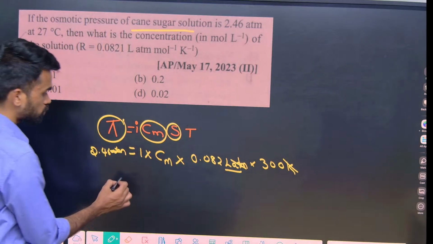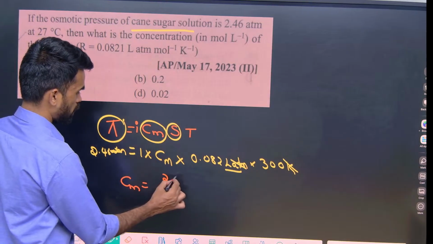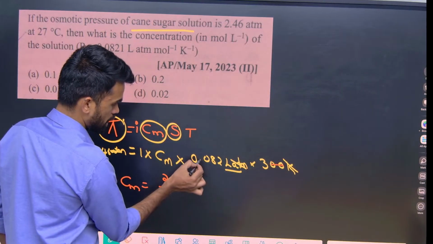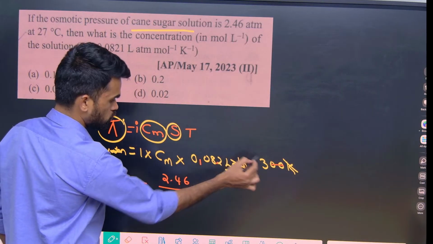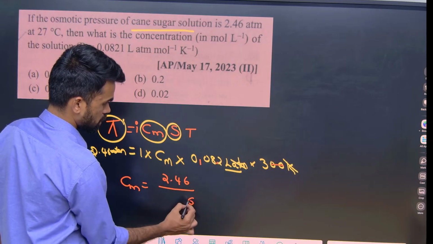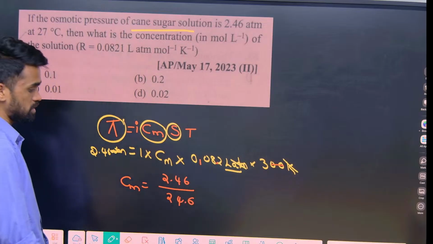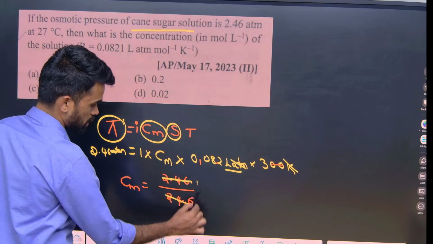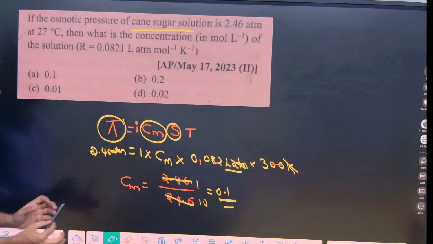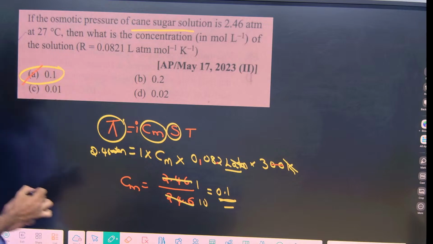Now we get this value as 2.46 divided by, so 300 is there now, so you can write this as 8.2 times 3, which is almost 24.6. So this is how many times? 10 times. So this is 0.1 molar. So what is the concentration here? 0.1 molar. That is option number 1, which is perfect for this discussion.